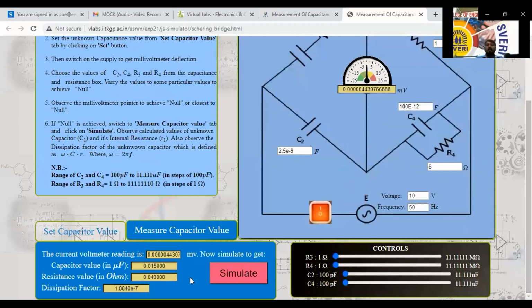To take the second reading value: the first is the set value, and now the calculated and measured values, all the things. We'll take one more reading. One more reading has to be taken.